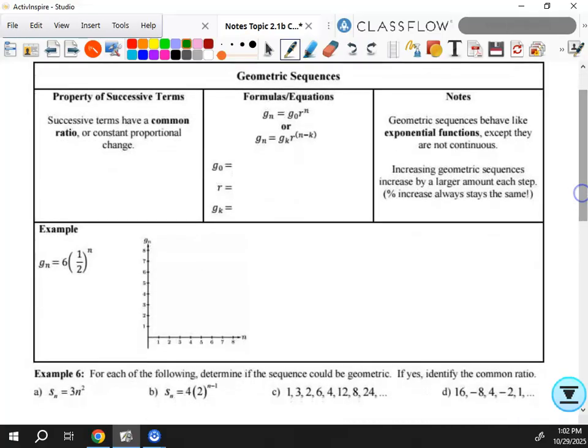All right, so our geometric sequences. So your property of successive terms, it'd be something like 1, 2, 4, 8, 16, and so forth, okay? So your successive terms, one right after another in a row.